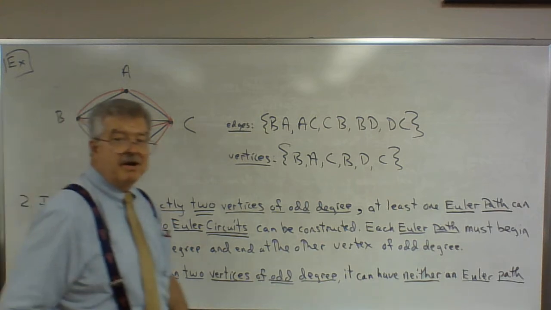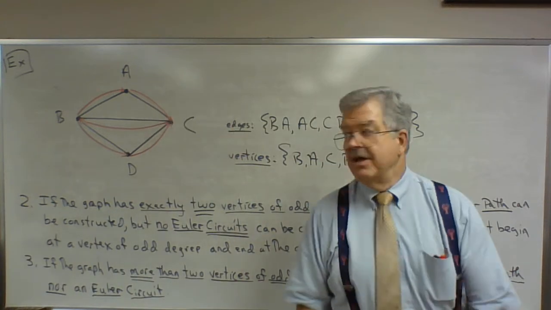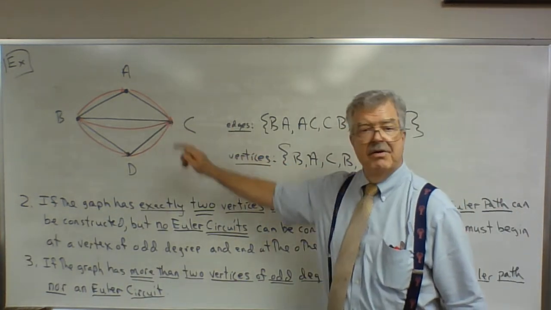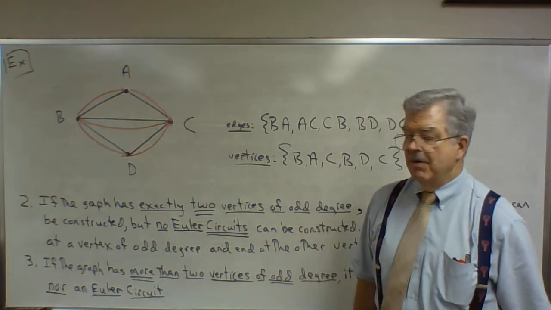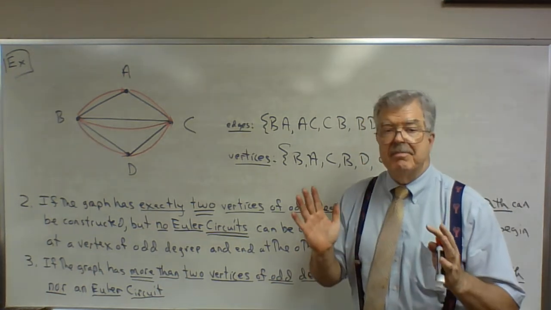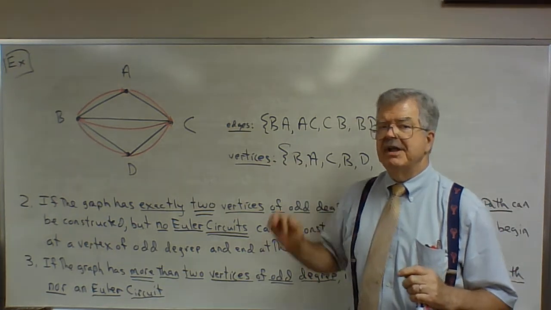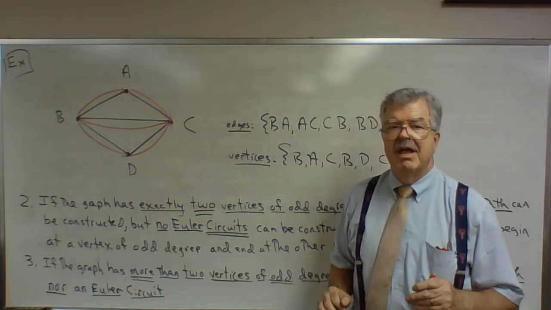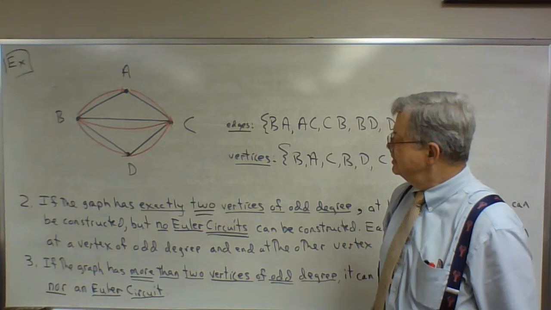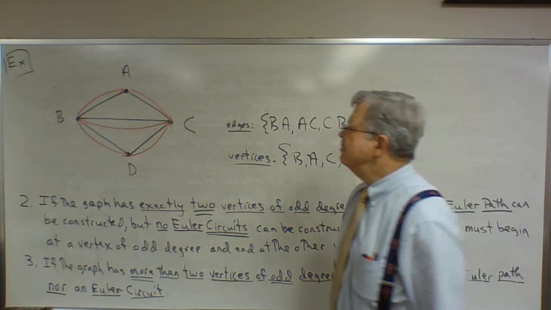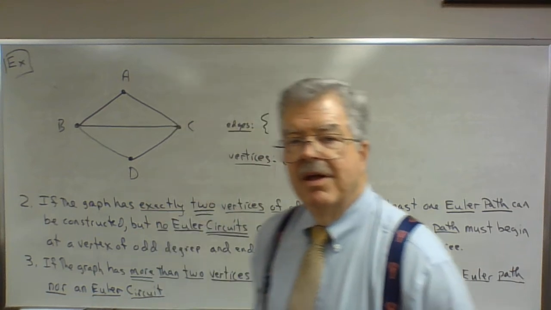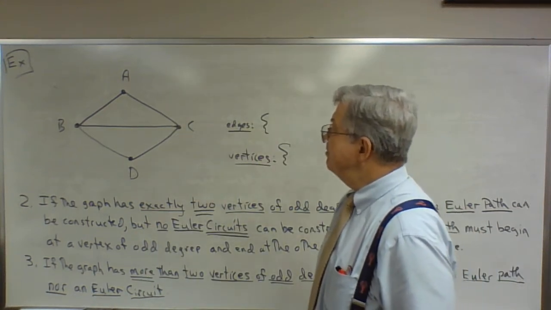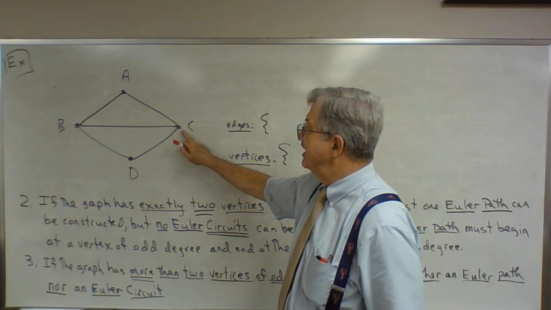Now, could we have started at C, the other vertex of odd degree, and gone to B? Absolutely. And we would have gotten a path, a different path, because we're starting at a different vertex. Do I need to do this? Maybe I do. Okay, we'll start our path at the other vertex of odd degree.